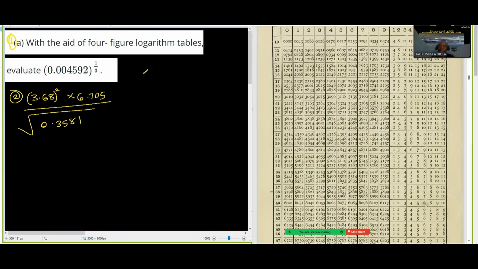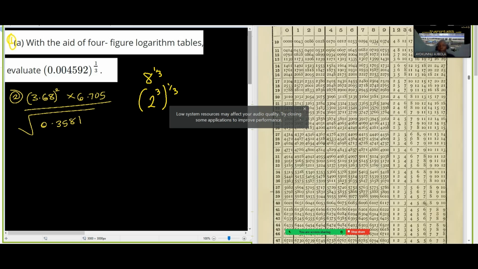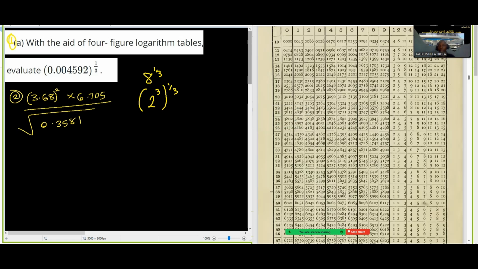For example, if I say 8 raised by 1 over 3, it is the same thing as 2 raised by 3, then power 1 over 3. Then I can go ahead and cut the 3 since I'm multiplying powers. Alternatively, I will just find the cube root of 8, which is also 2. So you can see the answers are the same. So whenever you have power 1 over 3, you simply mean cube root.